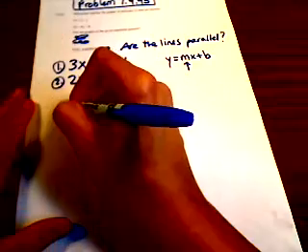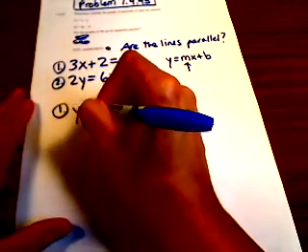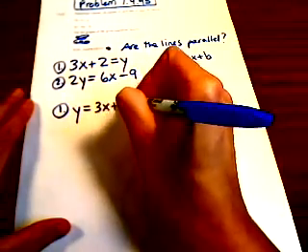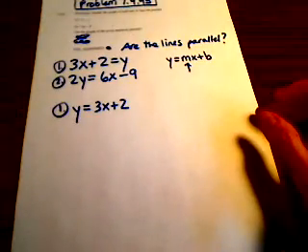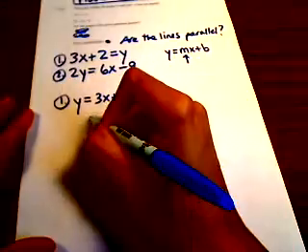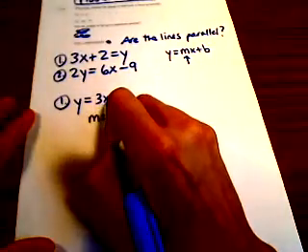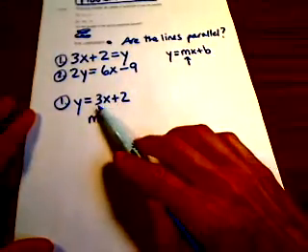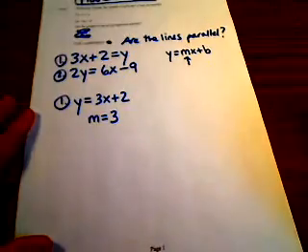Okay, so the first equation here, you'll notice, is already in slope-intercept form, but I'm going to rewrite it with the y on the left-hand side because that's how we're used to seeing it. And then the slope here you can identify as the coefficient of x, which is 3. So our slope here is 3.